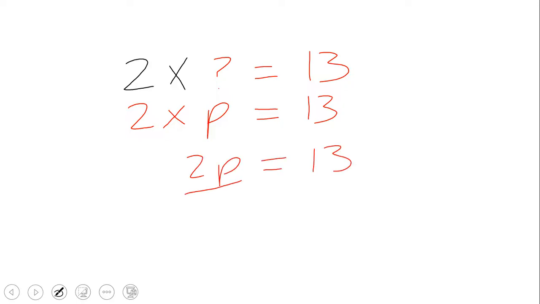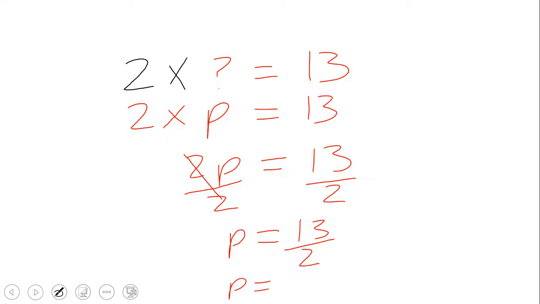Next, we divide both sides by 2. And so it's telling us that P equals 13 over 2. So what times 2 is going to give us 13? Well, the answer is 13 over 2. And we could express this as a decimal. So what is 13 divided by 2? Let's do that.